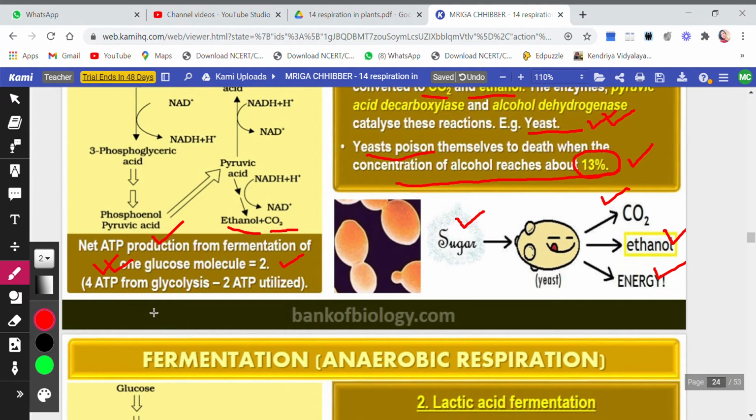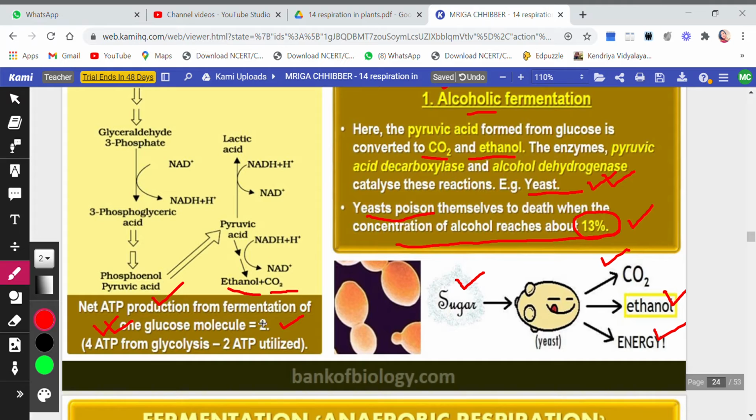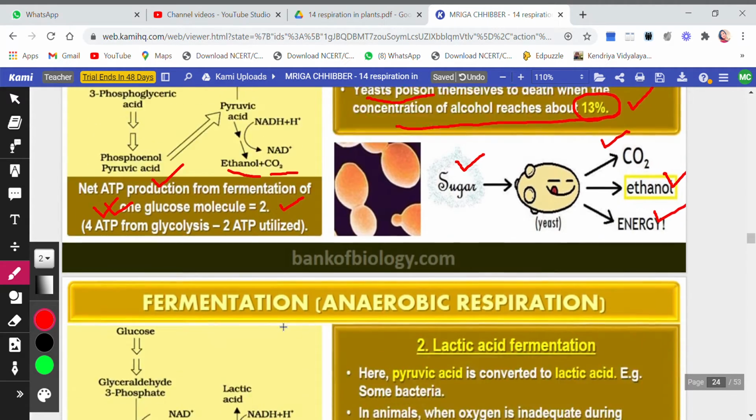This we have already done in the EMP pathway. If you go to that video, you can see that. The result of glycolysis was that we used to get 4 ATPs. But here we are utilizing 2 ATPs. So what is the ultimate result we are getting in ethyl alcohol fermentation? That is 2 ATP. Right?